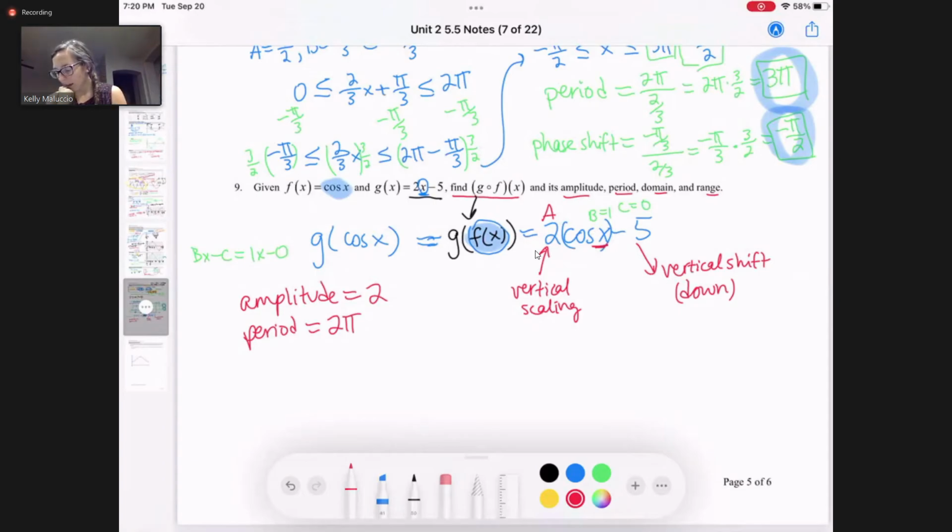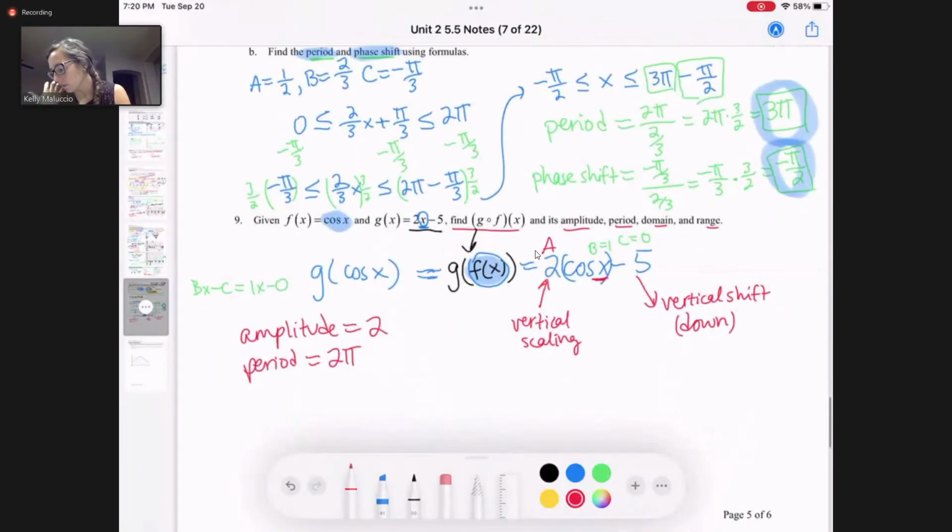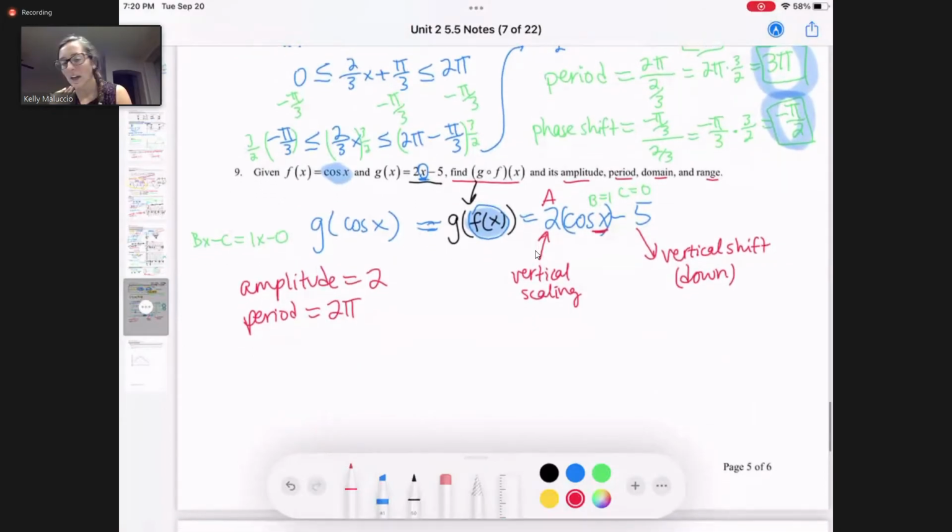And then, what else do I need? Domain and range. Well, okay, the phase shift: there's no phase shift because C was 0, so they're not asking for that. The vertical shift was 5 down. So we can find our domain and range this way. Domain is going to be all real numbers because there's no denominator here. There's no square root. There's no issue, right?